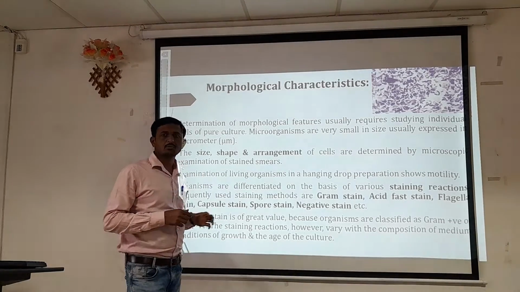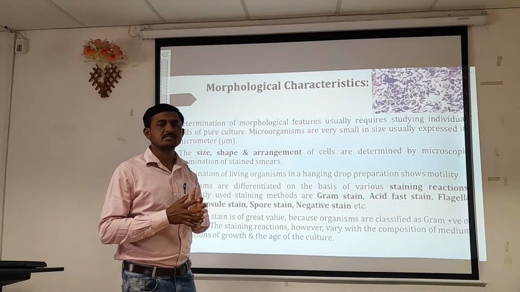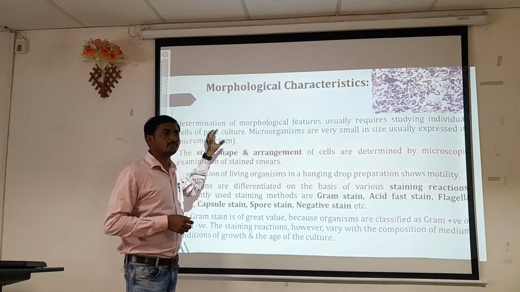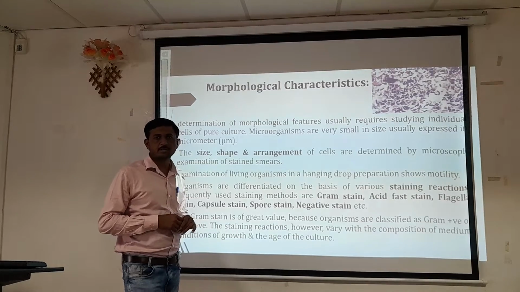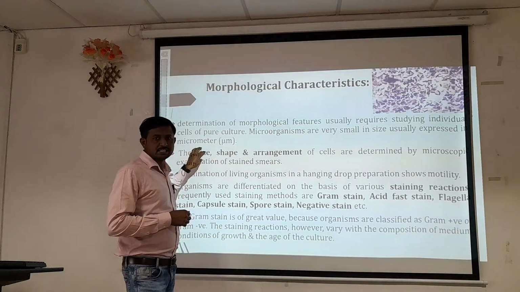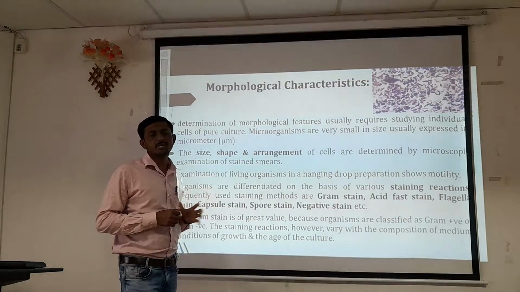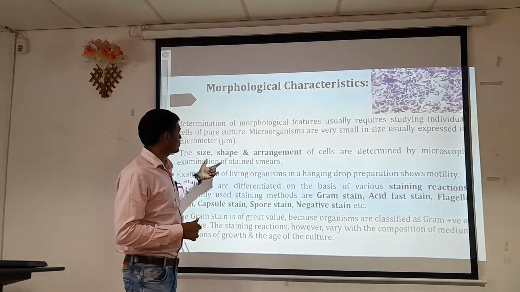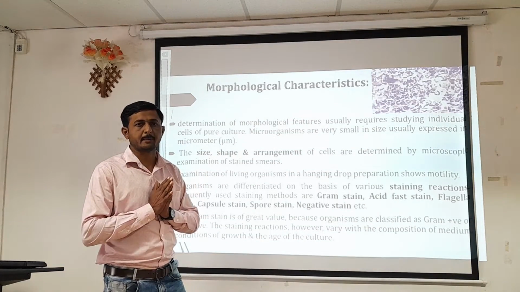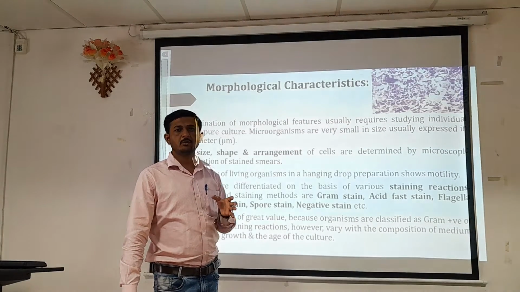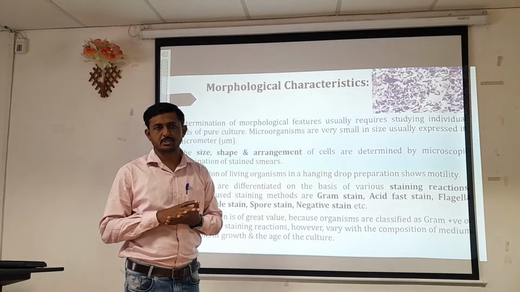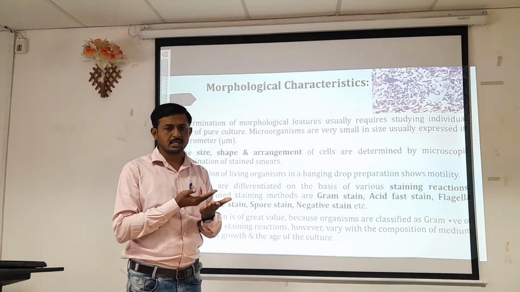Microorganisms, as we already know, are small in size, counted in micrometers. Under the microscope we can observe the size of a particular bacterial cell. The size, shape and arrangement of cells are determined by microscopic examination after staining a smear of that particular bacteria. While observing a bacterial cell, we have to prepare a smear on a glass slide.